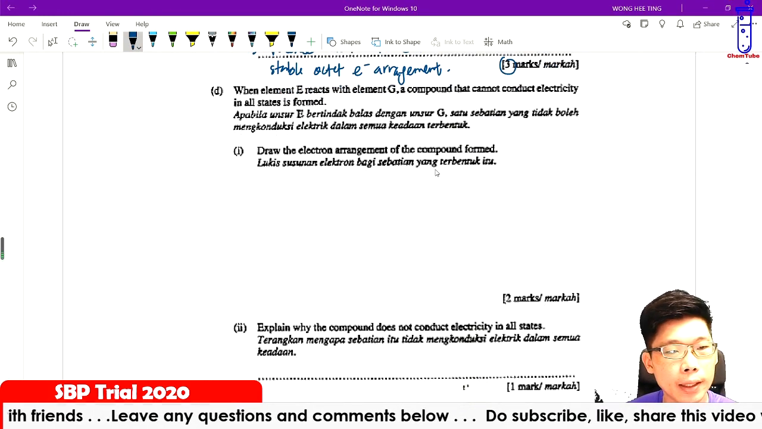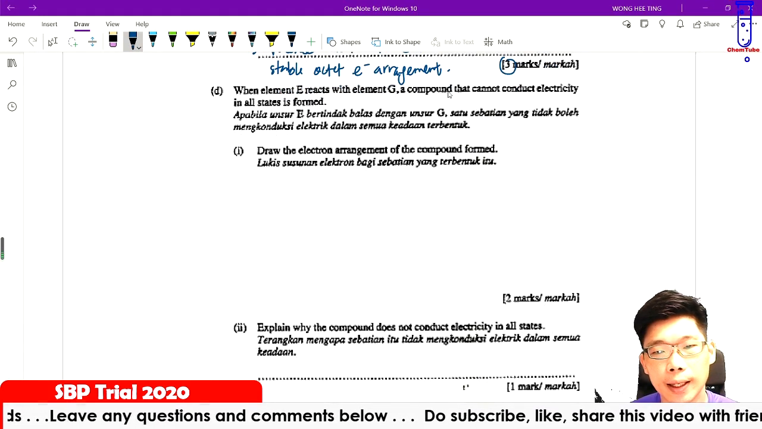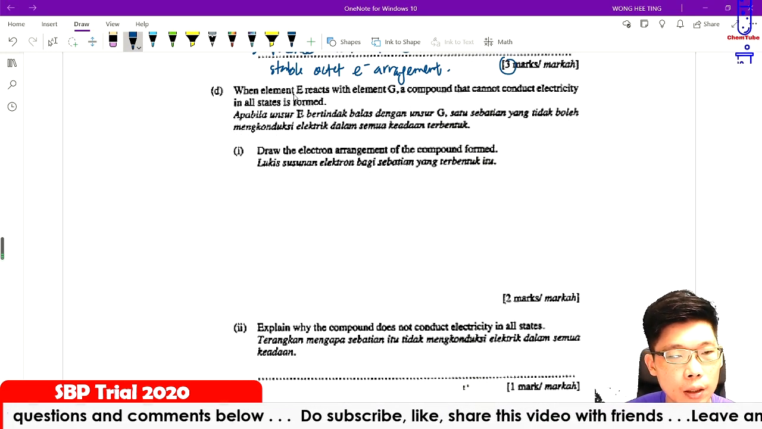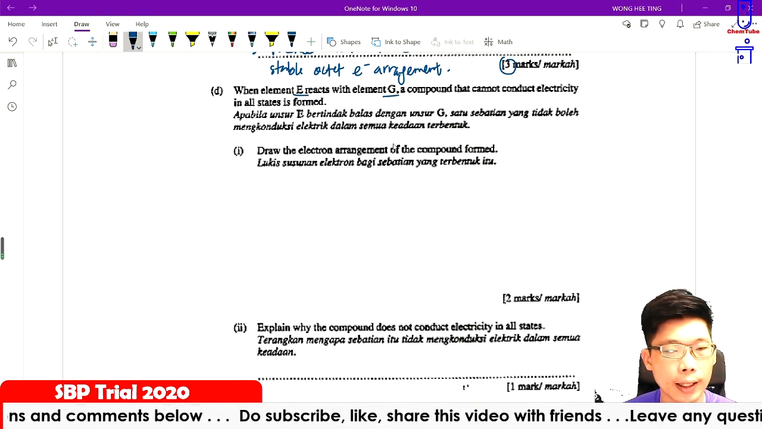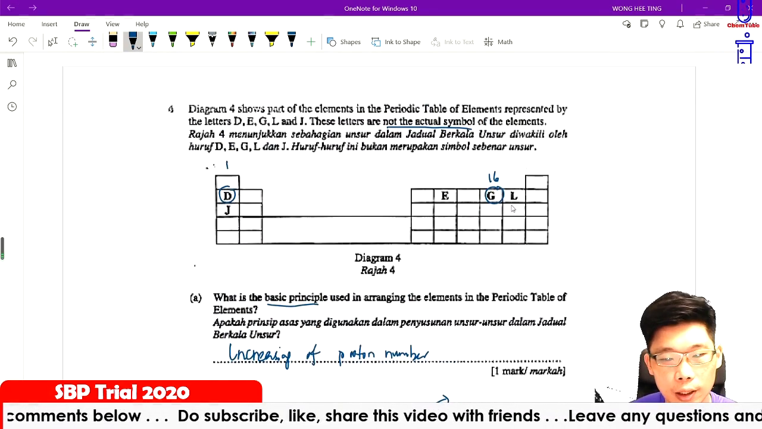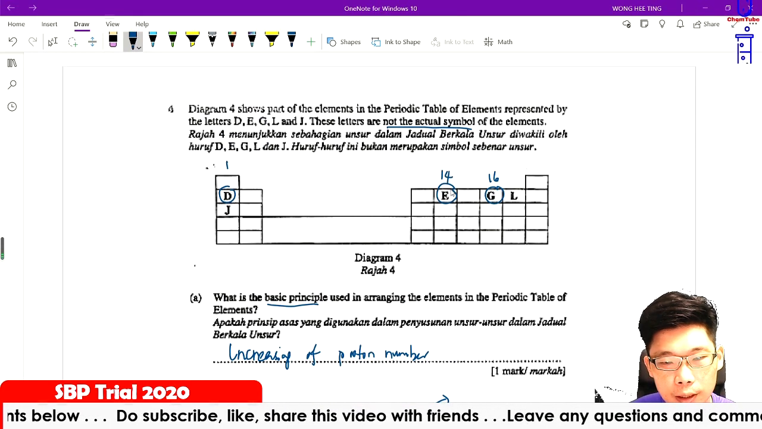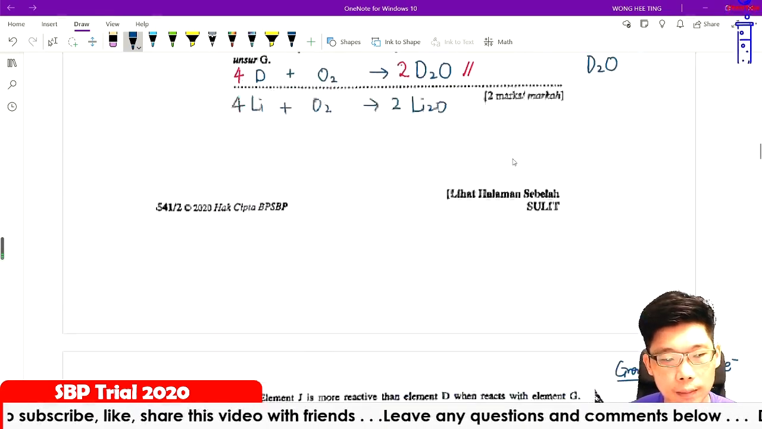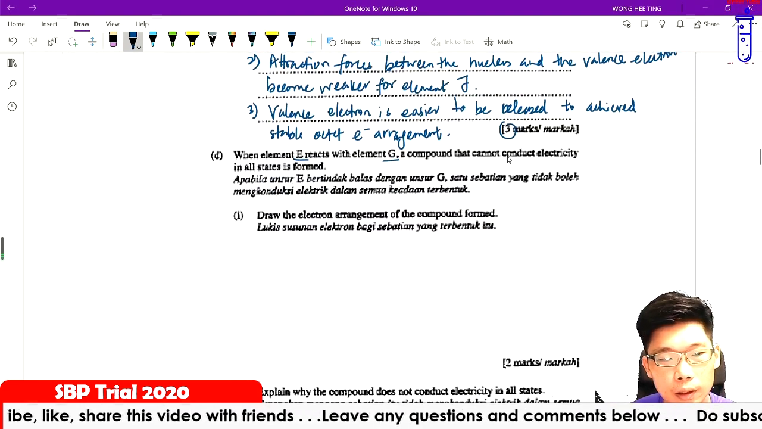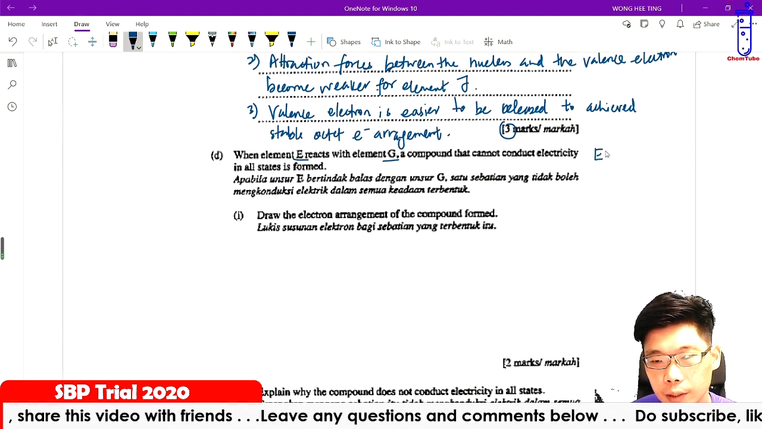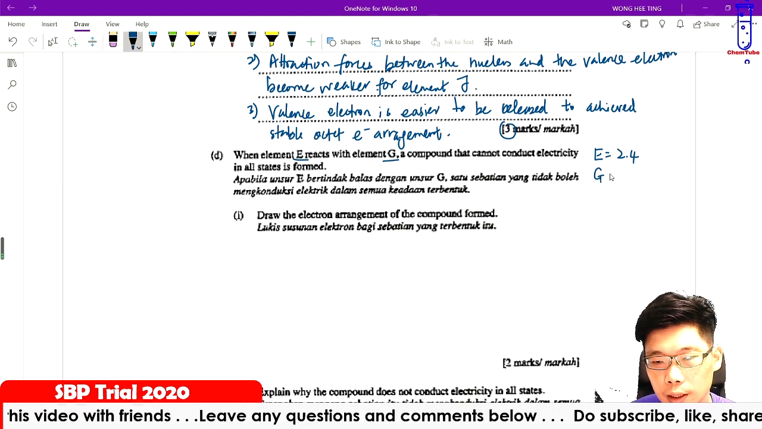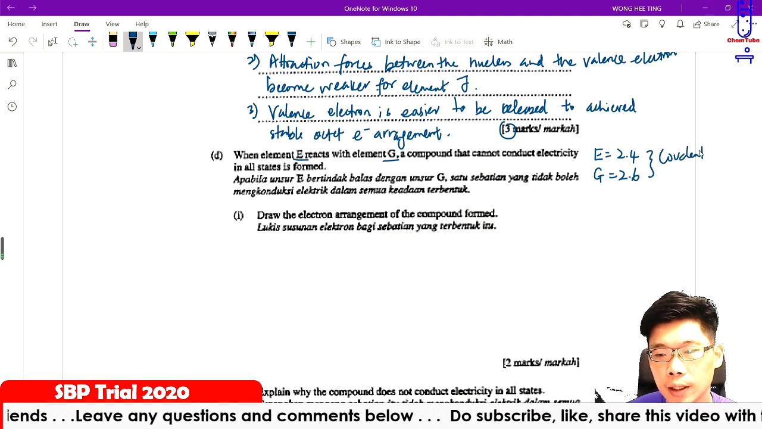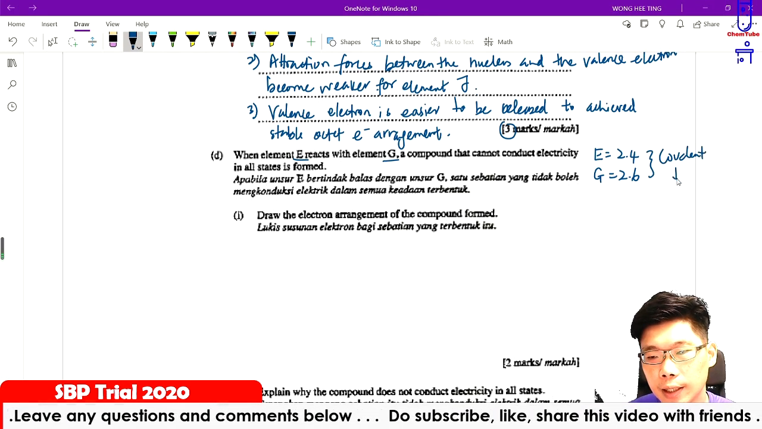Okay, when element E reacts with G, a compound that cannot conduct electricity in all states is formed. Let's see again the E and G. E is group 14, so E is 2, 4. G is 2, 6. So E electron arrangement is 2, 4, G is 2, 6. Both are non-metal, so they will form covalent compounds, sharing the electrons.